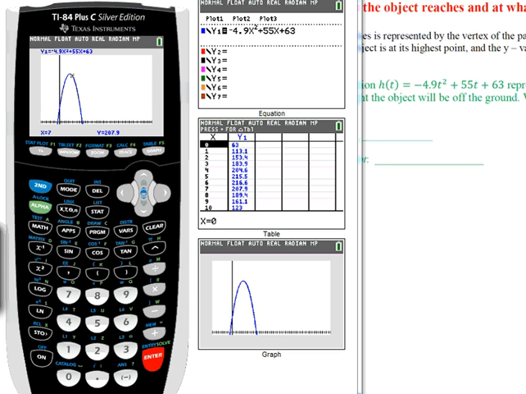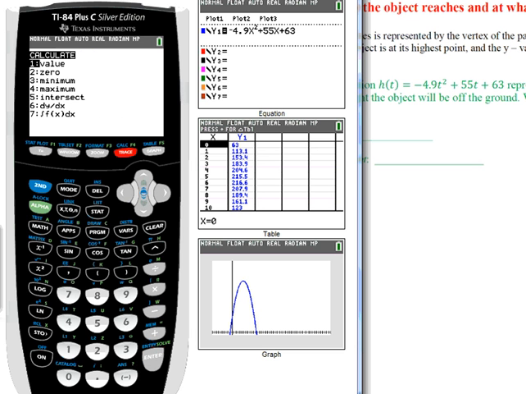Okay, so who's got the height? What was it? Yes, sir. 5.61. All right. Anybody agree with him? Raise your hand if you had the same thing as he did. All right, that's called second calculate, maximum.